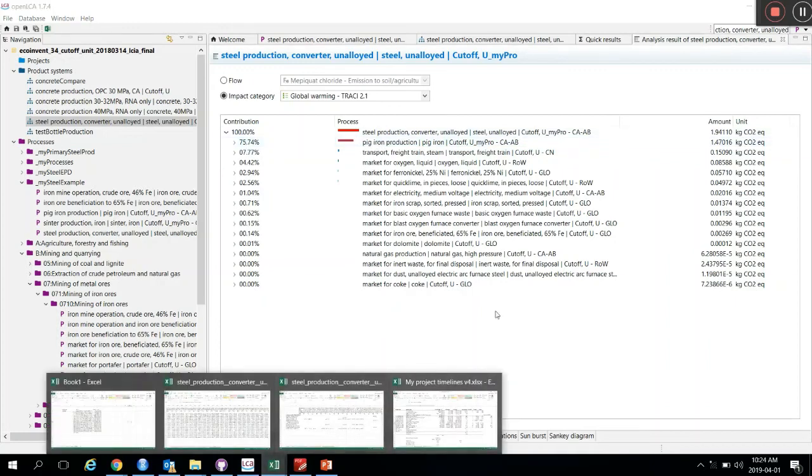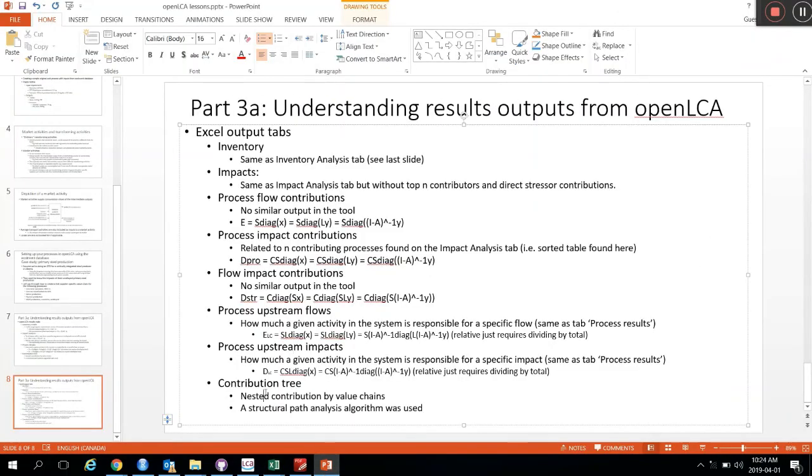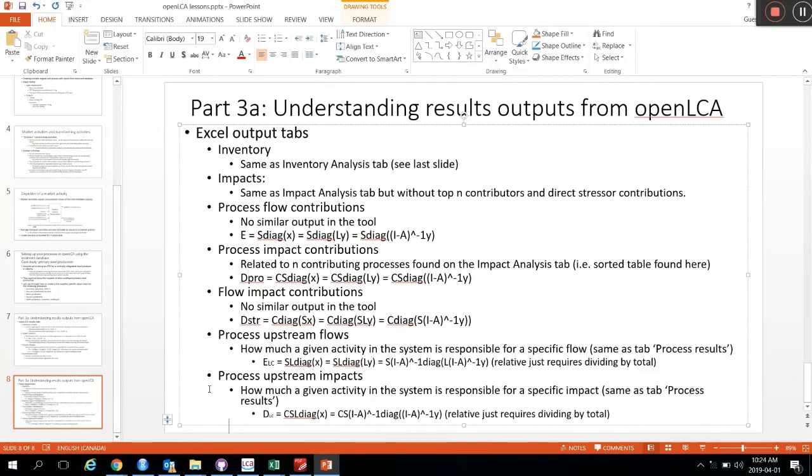Okay, so I think that's it. Contribution tree, yeah, that shouldn't be here for this part because that's not an output from Excel. That was just for the tool.